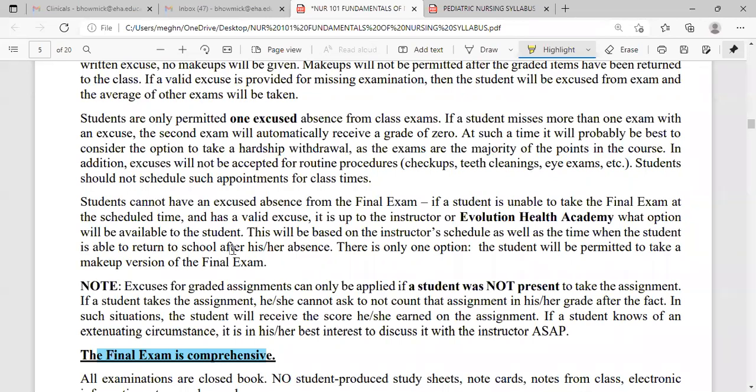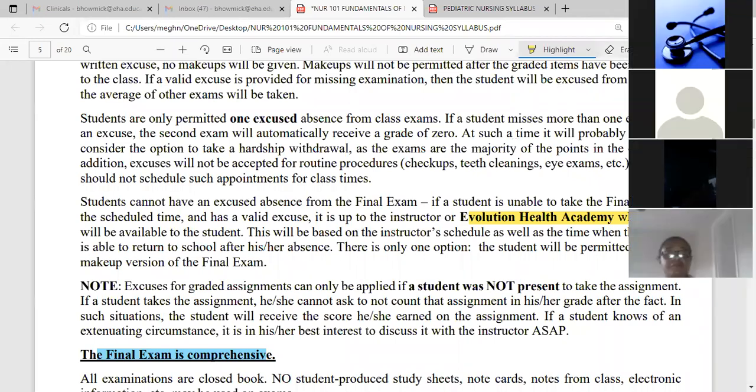The student cannot have an excused absence from the final exam. If students are unable to take the final exam at the scheduled time and have a valid excuse, it will be up to the instructor or evaluation health academy what options will be available to the student. And this will be based on the instructor's schedule as well as the time when the student is able to return to the school after his or her absence.